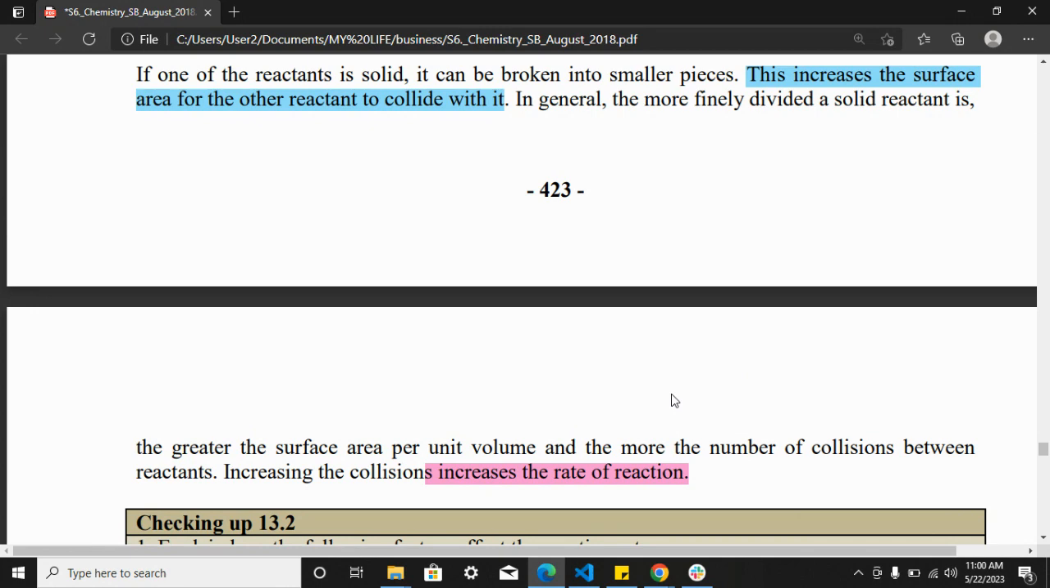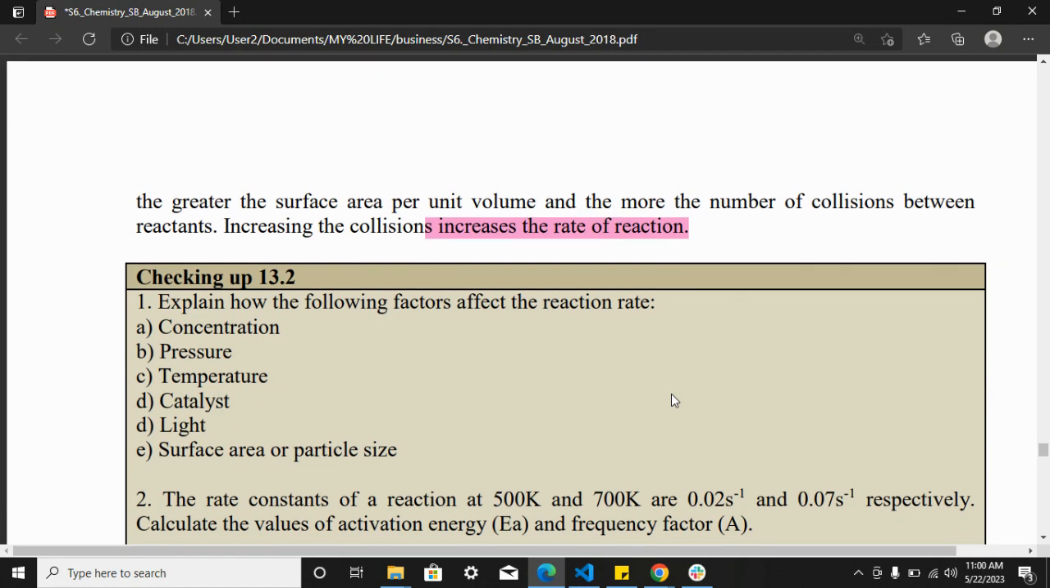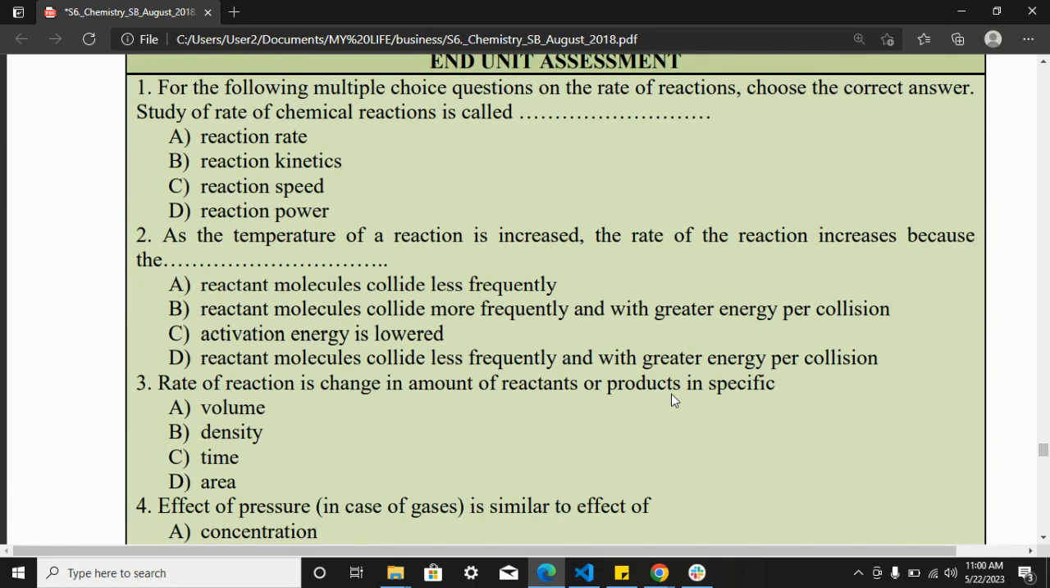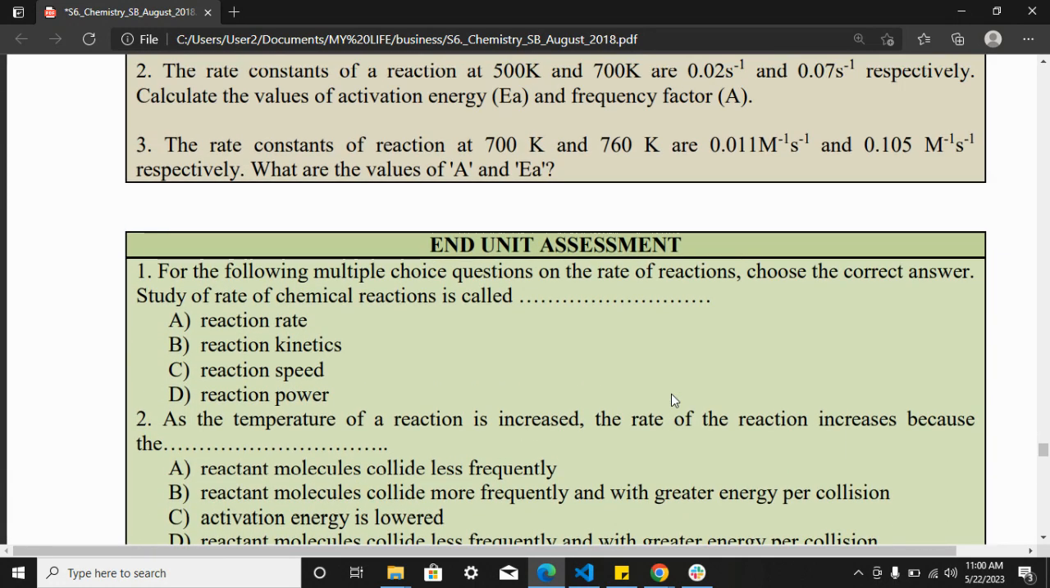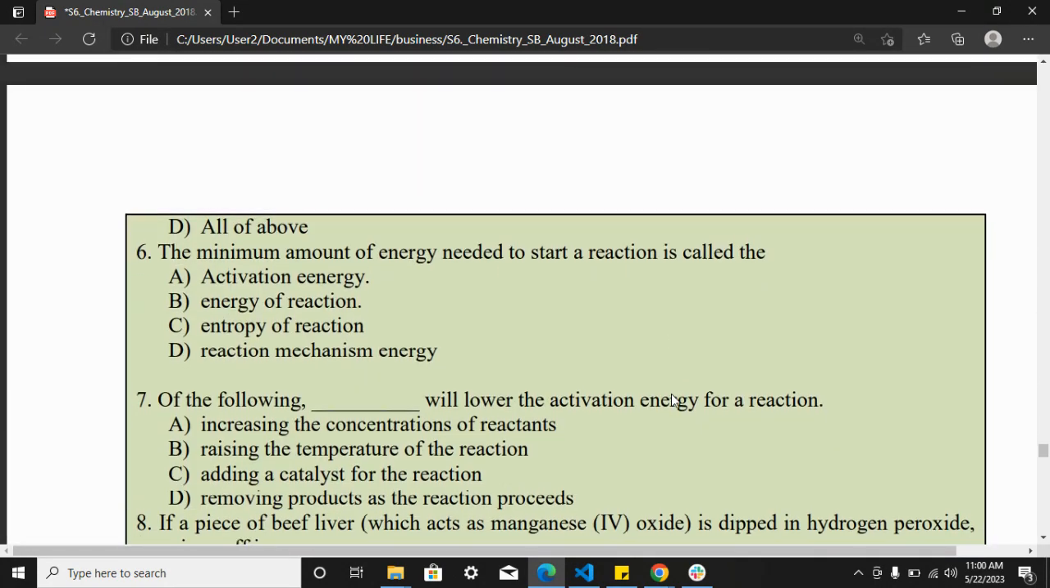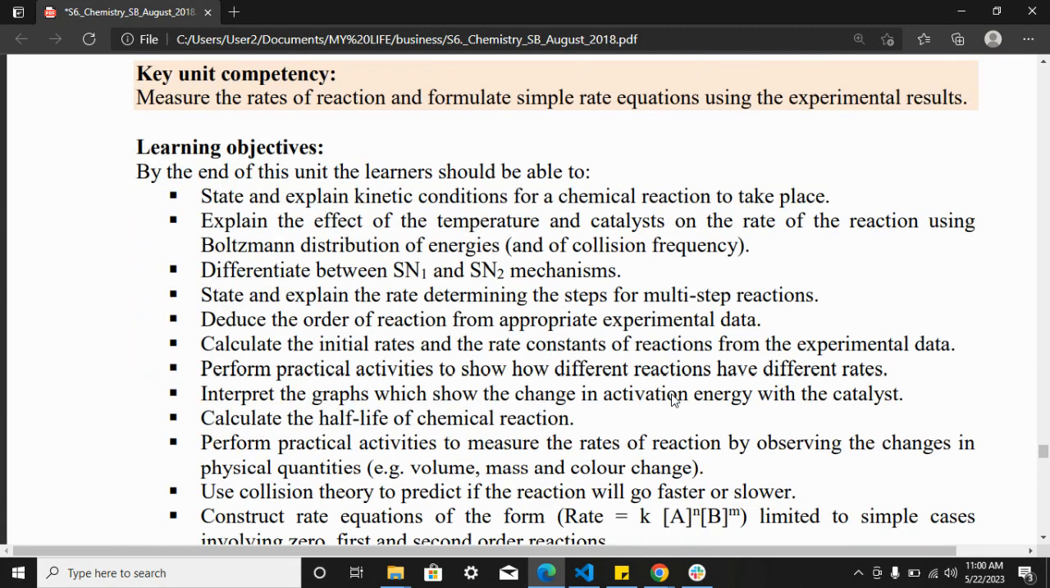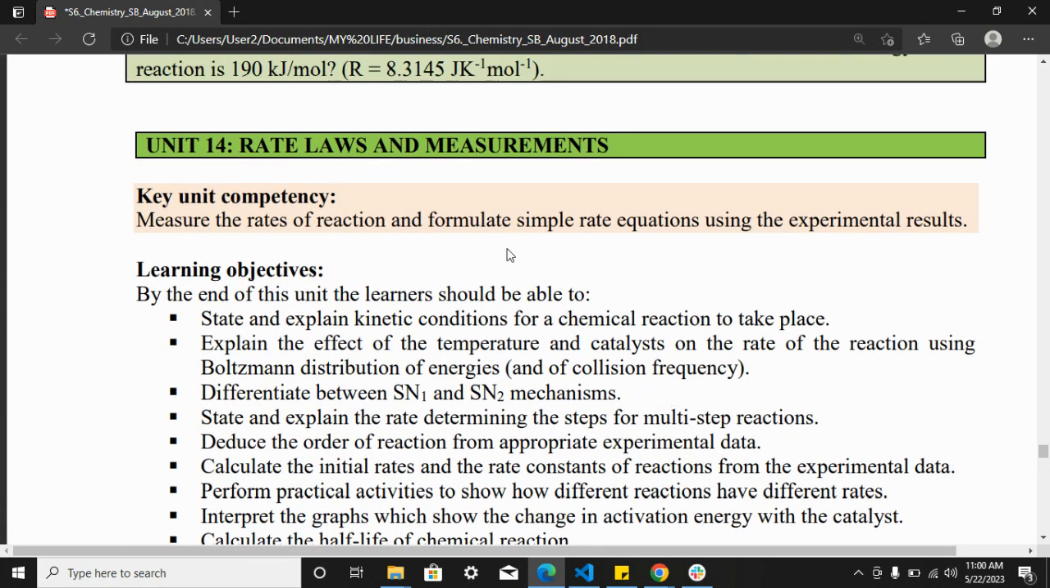So thank you so much for joining me in this. It is the end of the topic, unit 13 in senior 6. Next time we'll be looking forward to unit 14. It's still the same concept, we continue with rate laws, but we will move to laws that are more practical, along with the measurements you can use to determine the rate of reaction.